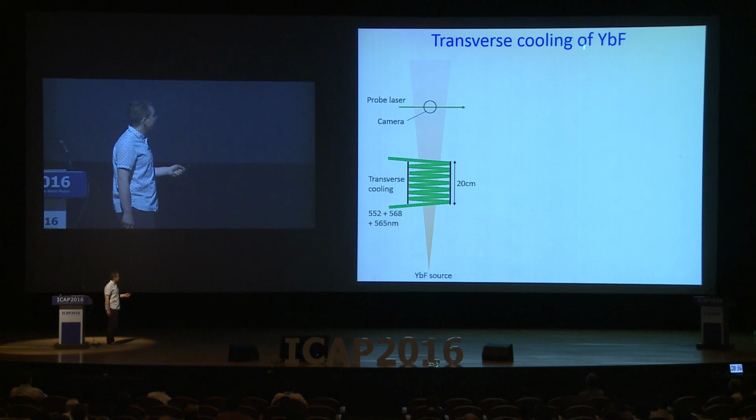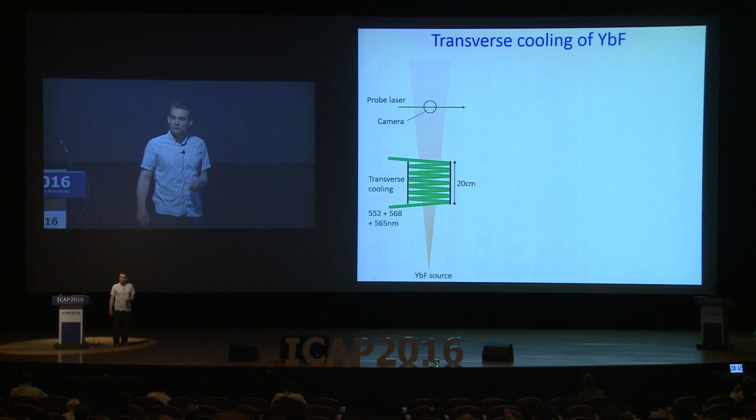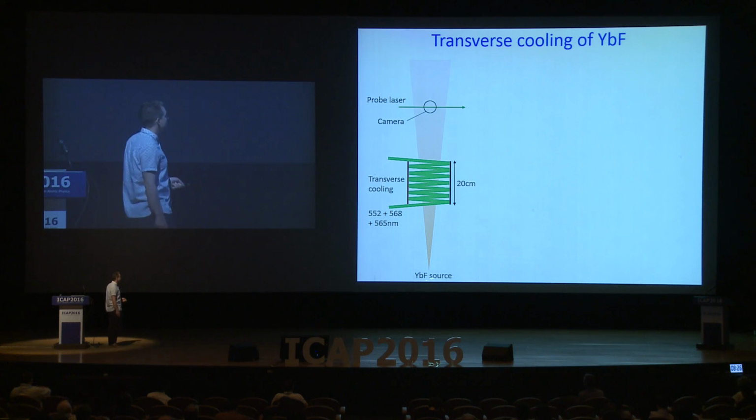So YbF is a more difficult beast. It's much heavier, which means you have to scatter a lot more photons. And those branching ratios are not so favorable, so it's more difficult to scatter a lot of photons. But we set up this experiment where we try to apply transverse laser cooling to a beam of YbF. Okay, so here the beam is going up in the vertical direction, and it passes through this 20-centimeter long region of transverse cooling, and then we see the molecules by laser-induced fluorescence on a camera here.